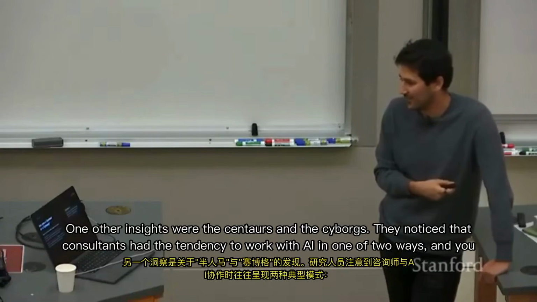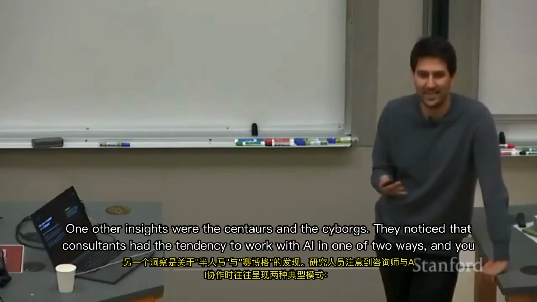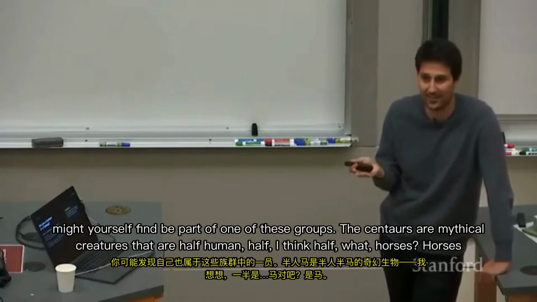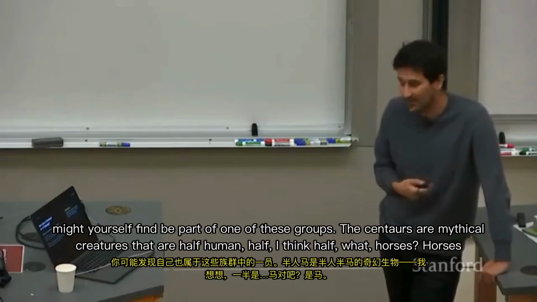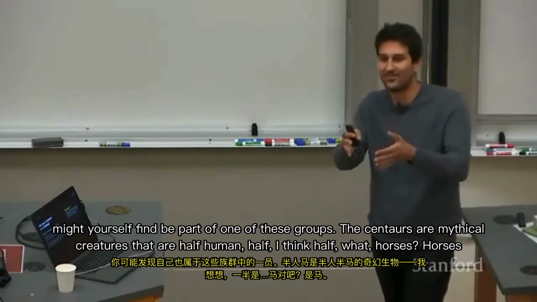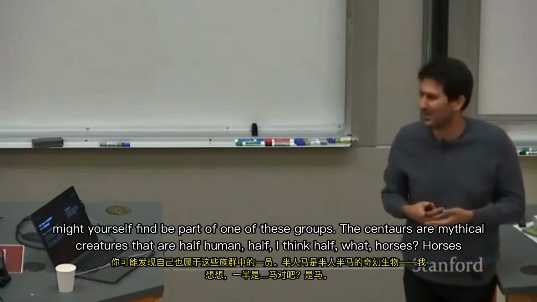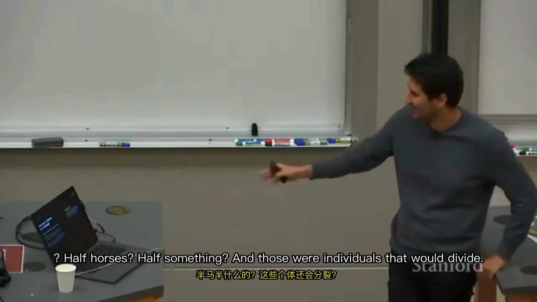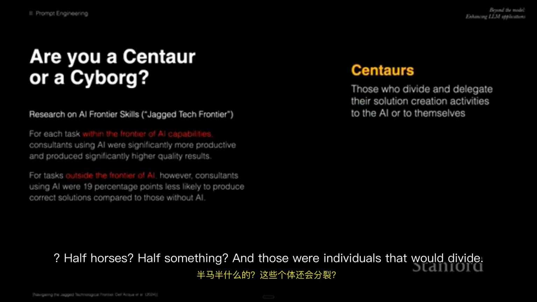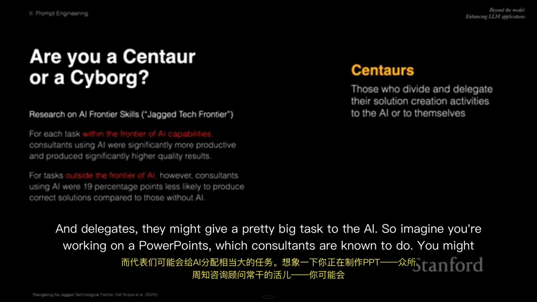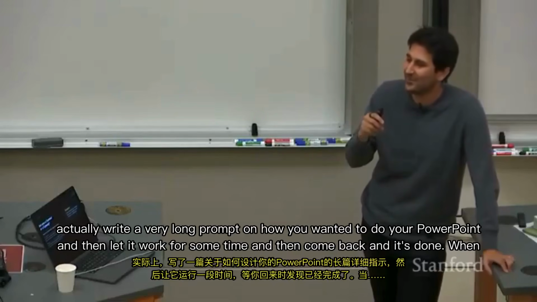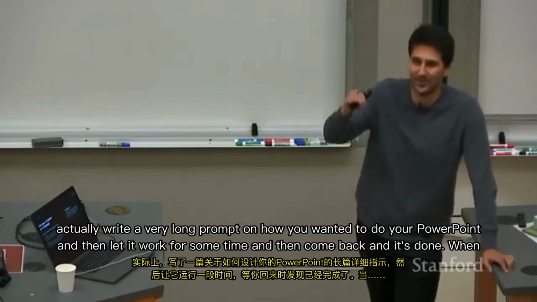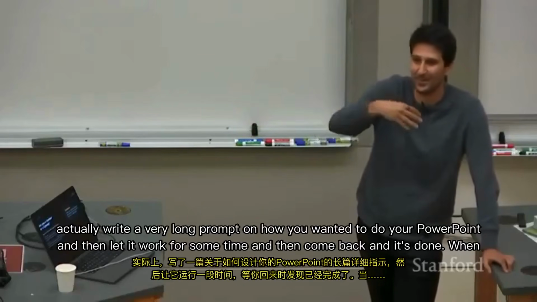One other insight was the centaurs and the cyborgs. They noticed that consultants had the tendency to work with AI in one of two ways, and you might yourself be part of one of these groups. The centaurs are mythical creatures that are half human, half horse. Those were individuals that would divide and delegate. They might give a pretty big task to the AI. So imagine you're working on a PowerPoint, which consultants are known to do. You might write a very long prompt on how you wanted to do your PowerPoint, then let it work for some time, and then come back and it's done.